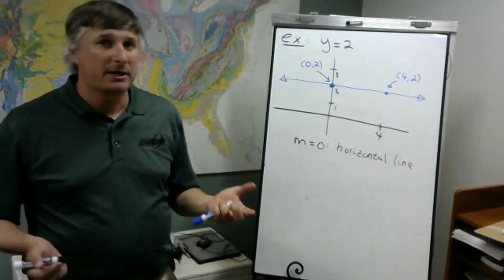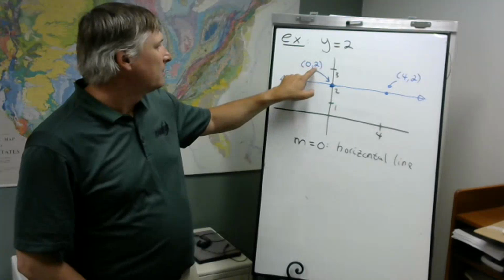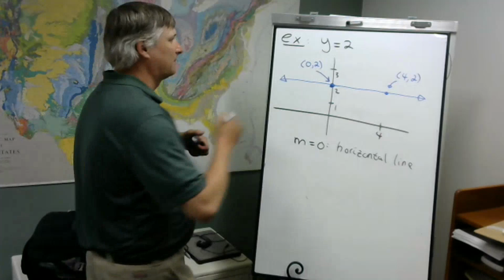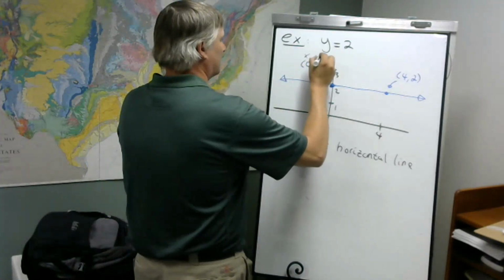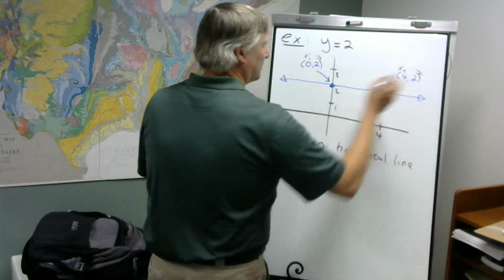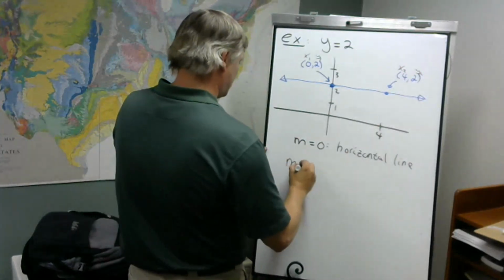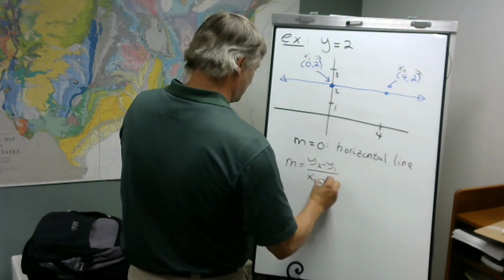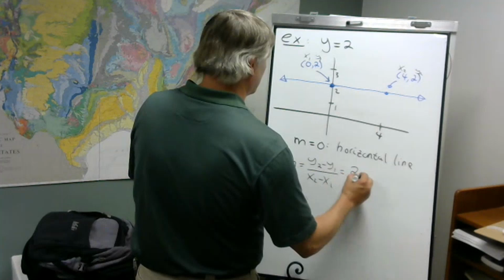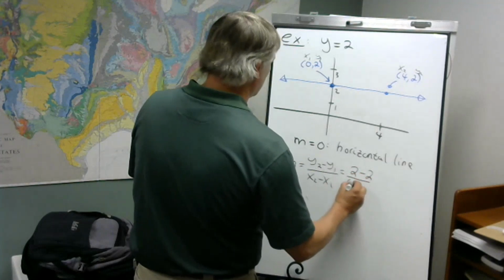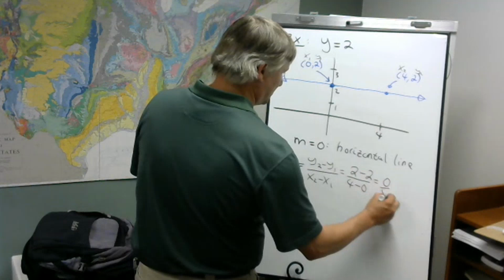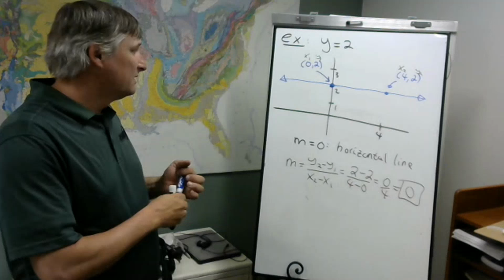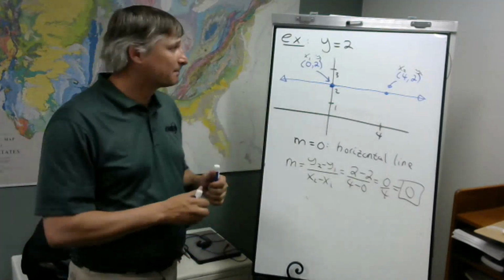And you can also come up with this by computing the slope. Make this x1, y1, x2, y2. If you calculate the slope, sure enough, you get 0. So horizontal lines have a slope of 0.